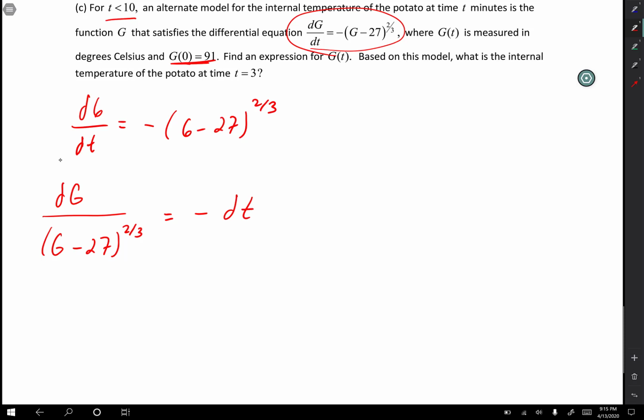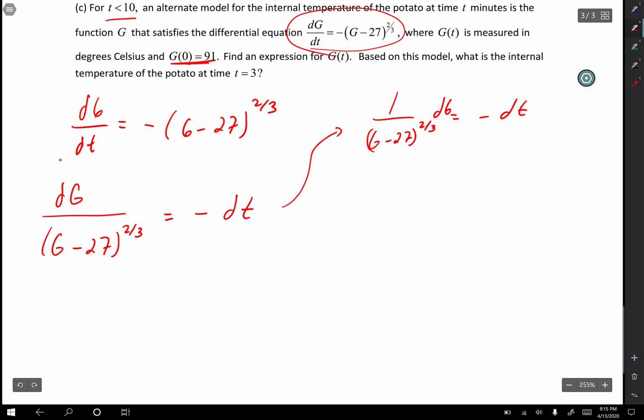So there we go, guys. If you want to rewrite it, you can. You can rewrite it as 1 over (g minus 27) to the 2/3 dg equals negative dt, and then you can write it as (g minus 27) to the negative 2/3 dg equals negative dt. All right, I'm going to integrate.